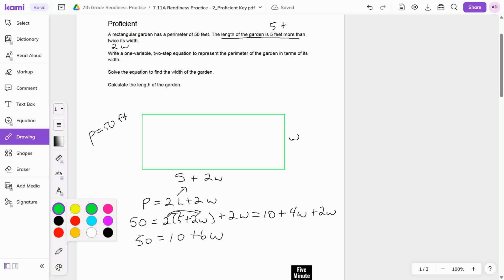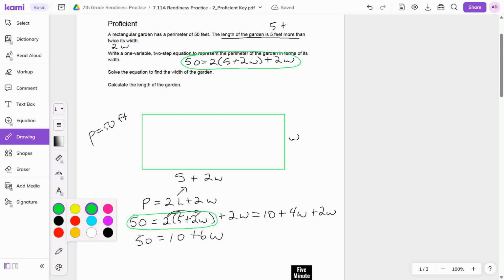All right. So first off, we needed an equation to represent the perimeter of the garden in terms of its width. We had that right here, so let me draw a circle around that and move this up here. We'll say 50 equals 2 times the quantity 5 plus 2w, plus 2w. So we've already done that. Now we need to solve it, which is what we're doing now. We need to find the width and the length.